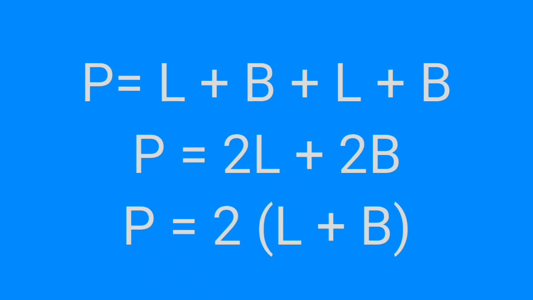Taking length together and breadth together, we can write perimeter equals 2 multiplied by length plus 2 multiplied by breadth. Now taking 2 common, we can write perimeter equals twice of length plus breadth. Means we will add length plus breadth and we will multiply it by 2 and we will get the perimeter.